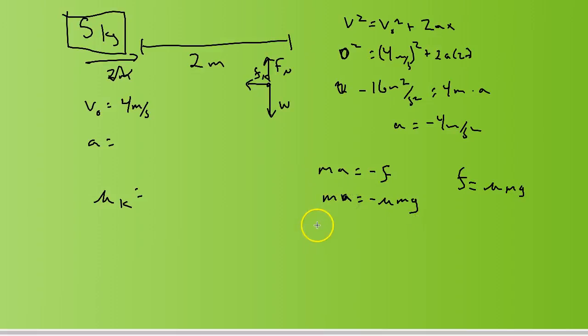I'm going to have you go ahead and tell me what the coefficient of kinetic friction is. So we put in negative 4, the m's divide out, equals negative mu times g. If we round g to 10, we get that mu is equal to about 0.4. Now what you'll notice is this. Yeah, it's equal to 0.4. Okay, so let's go back to our friction equation.